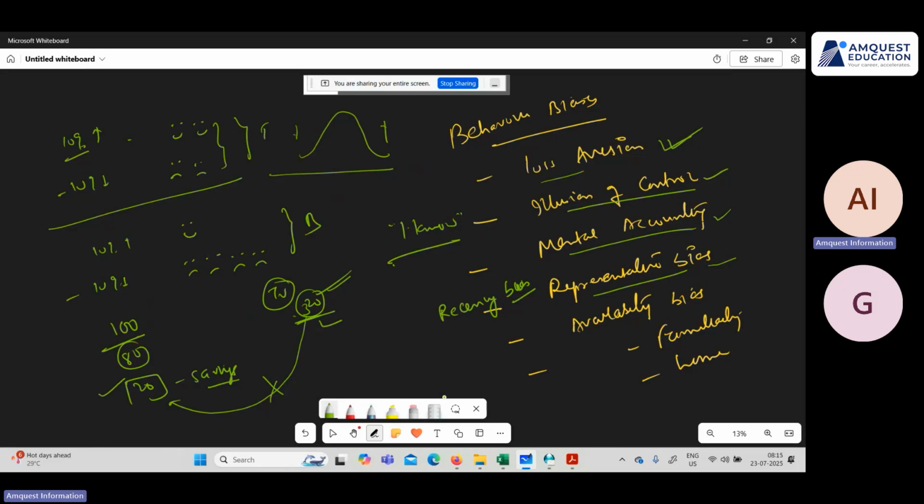Availability bias is very much in line with, very much similar to representative bias. It's just that representative bias looks at what you saw in the recent time period, and availability bias talks about what is easy to recall in your brain. What is most available in your brain?